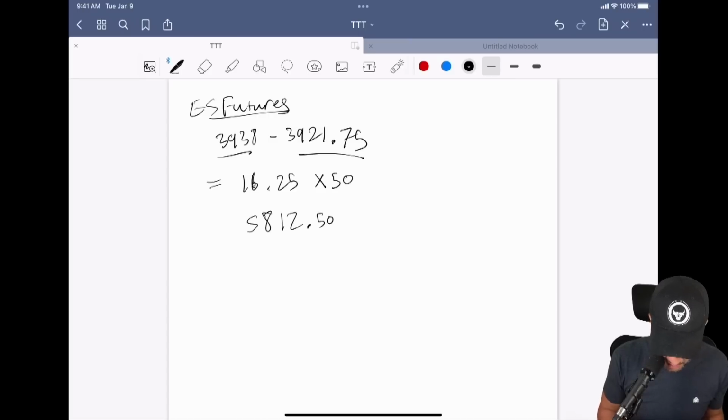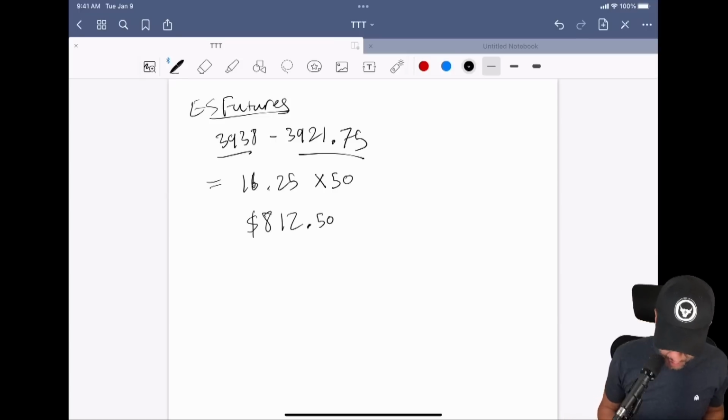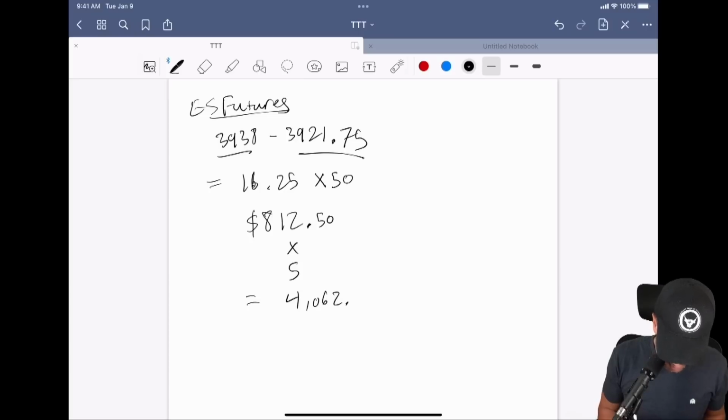I didn't cheat and pause the video and calculate it and come back. Actually, I did. So it's 812.50 per contract. Now I traded 5 contracts, right? So my profit for this was $4,062.50. What did I risk for this?